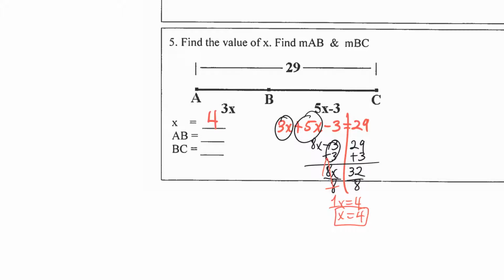So x equals 4, and if x equals 4, how long is AB? 12. How do you know AB is 12? Yeah, you plugged in the 4 for x, right? You took this 4, you plugged in for x, and 3 times 4 is 12. Then how long is BC? 17? Yep. Because you plug in 4 right here, so you do 5 times 4 minus 3. That's 20 minus 3 is 17.